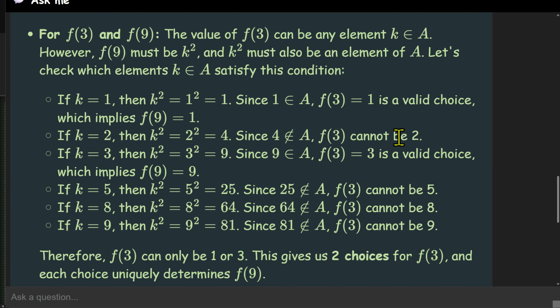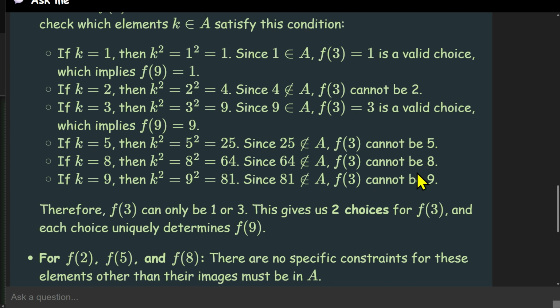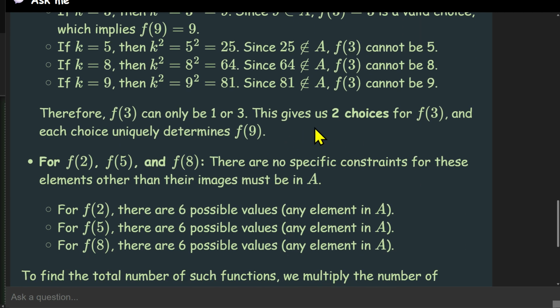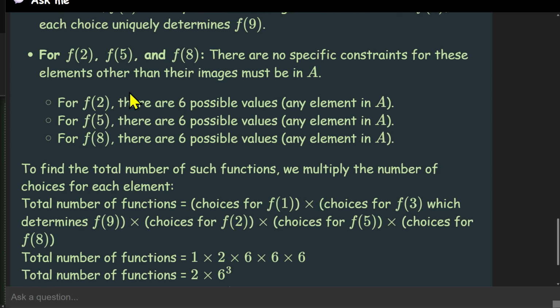कौन सा 1 और 3 रहेगा. This gives us two choices for f(3), and each choice uniquely determines f(9). For f(2), f(5), f(8), there are no specific constraints for these elements other than their images must be in A. So for f(2) there are 6 possible choices क्योंकि 6 possible values, any element in A. f(5) के लिए there are 6 possible values क्योंकि 6 element हैं A में. f(8) के लिए भी 6.